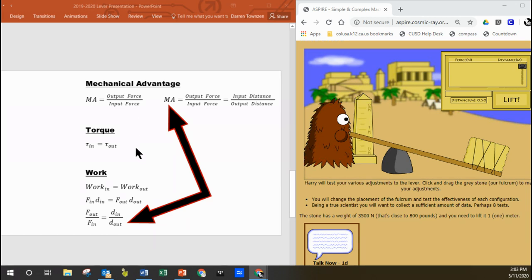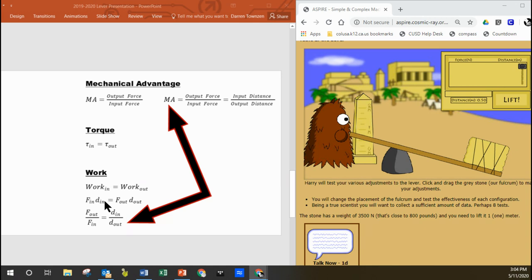Another thing from the textbook is when you're working with a simple machine, the torque that you put in should equal the torque that you put out. The work that you put in should equal the work that you get out. And so in this problem, the rock, which is 3,500 newtons, is being moved 1 meter. So since work is force times distance, we're moving a 3,500 Newton force a distance of 1 meter. That's the amount of work that we're going to do. So that's the amount of work that we have to put in.